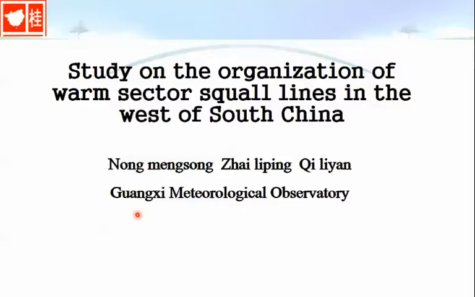Guangxi lies in the west of South China. The southwestern part of Guangxi is adjacent to Vietnam and shares similar climate conditions with ASEAN. I hope our research will be helpful to you. The topic of my report is Study on the Organization of Warm Sector Squall Lines in the west of South China. Now let's begin.